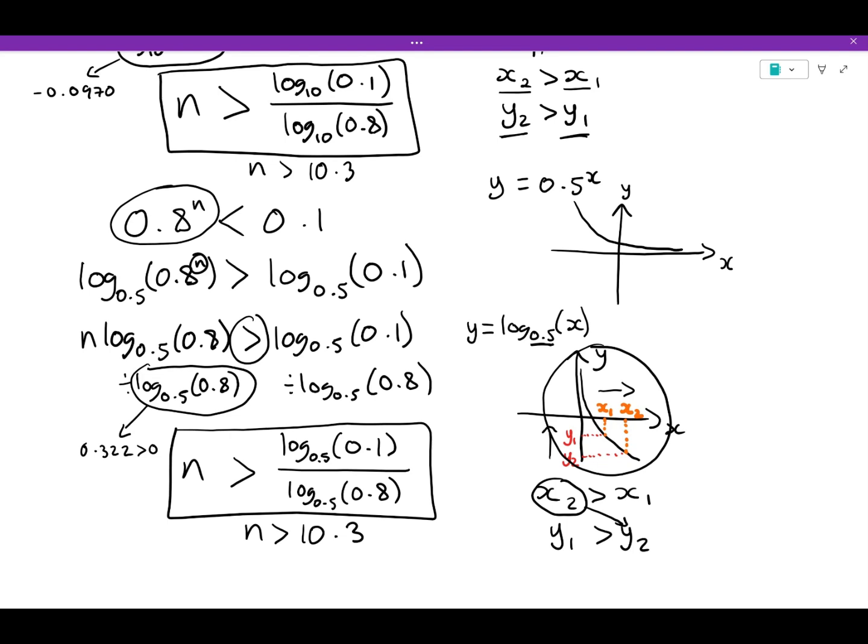Hopefully that's given you a better idea of how you solve inequalities involving exponentials and which way the inequality symbol should be facing.